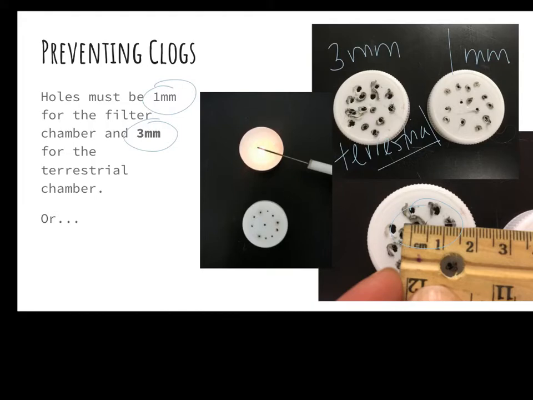Students who fudge it because they get tired of doing this process, they actually love it, but on occasion they get tired of it and they get lazy. And when they clog, I ask them, well, did you measure? No, I didn't measure. They need to measure. Now, on the other hand, for the filter chamber, it needs to be 1 millimeter. If it's larger, the sand will go through and they'll lose a lot of sand into the aquatic chamber. Now, it's not a problem for sand to be in the bottom of the aquatic chamber, but then you're losing a lot of sand that you need in the filter chamber. So really, really important, these two numbers.